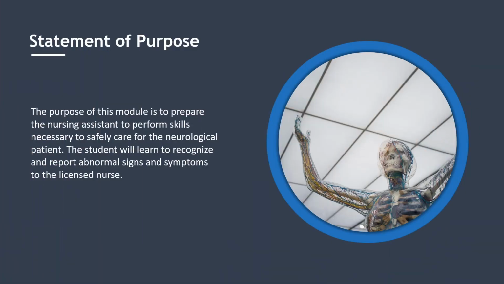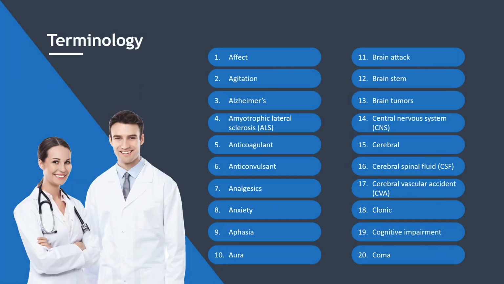Statement of Purpose. The purpose of this module is to prepare the nursing assistant to perform skills necessary to safely care for the neurological patient. The student will learn to recognize and report abnormal signs and symptoms to the licensed nurse. Terminology.